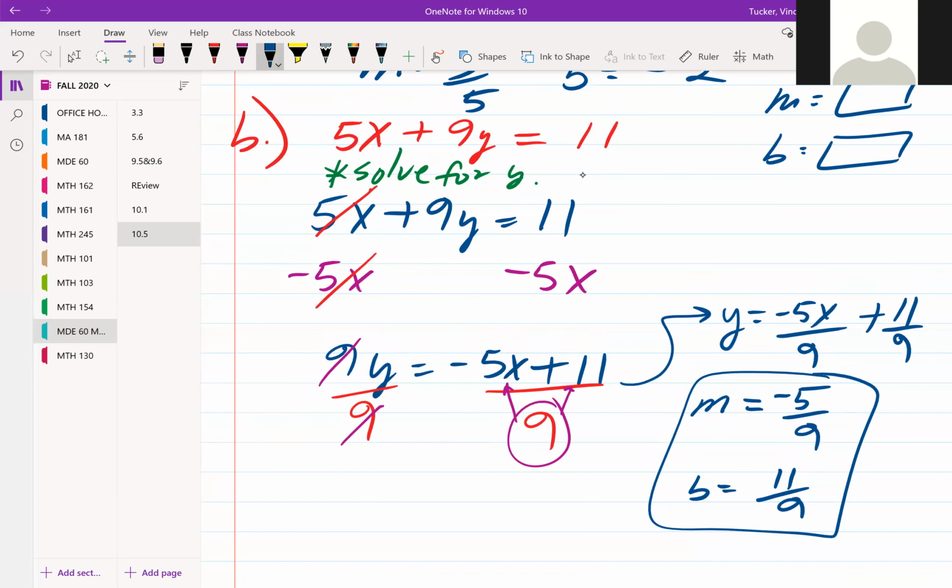Let me just slow down. And you don't have to divide the 9 into the 5 or the 9 into the 11. No, it's all good. Okay. All right, questions on that one before we look at one more using your slope intercept.